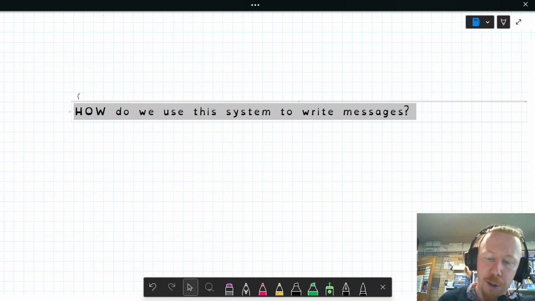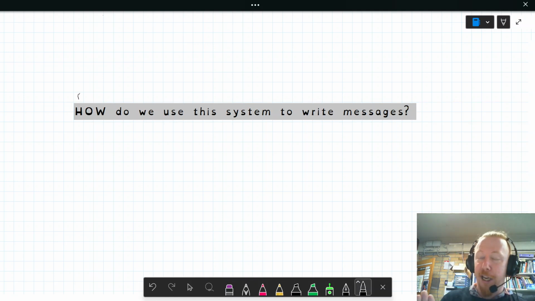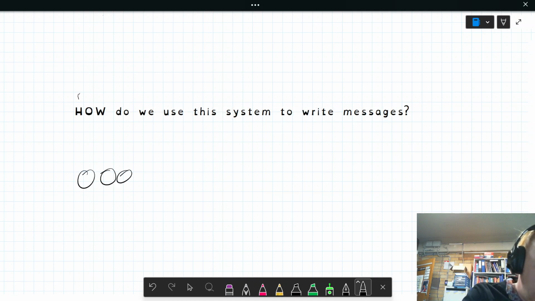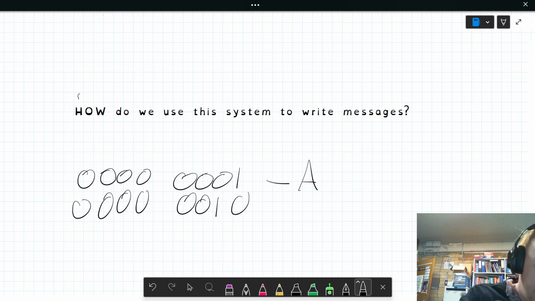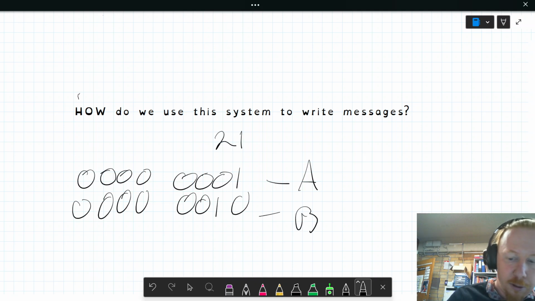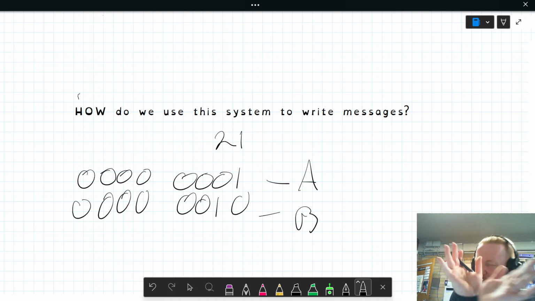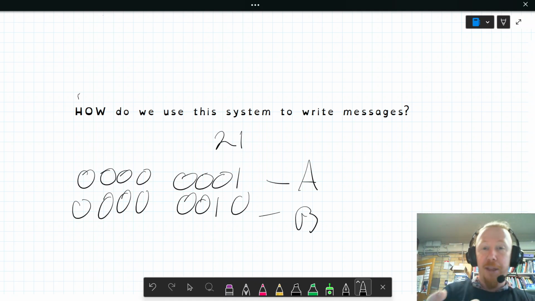And so, for instance, this is not the case, but for instance, I might have the binary 00000001, and that might be A, and then 00000010, which is 2, because you've got to remember that's our 2, that's our 1, might be B. Now, that's not the case. It's a little more complicated than that. But that's basically how it works, right?